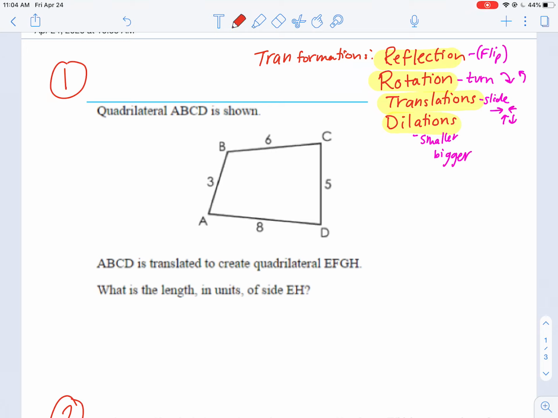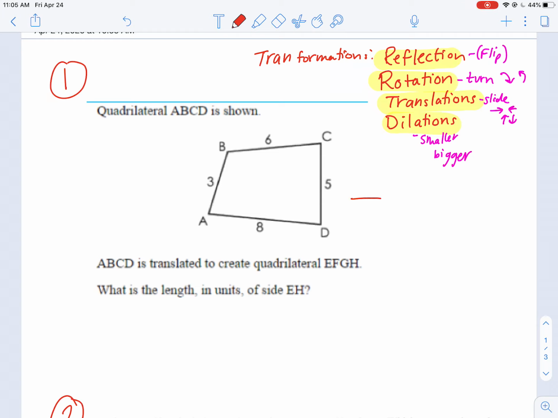So we're going to go through these questions. Hopefully doing these questions will help you with your assignment that you're going to work on afterwards. And question 1 gives you a quadrilateral ABCD, okay? And it says ABCD is translated to create quadrilateral EFGH. What is the length in units of side EH?